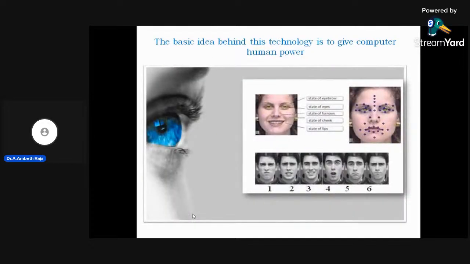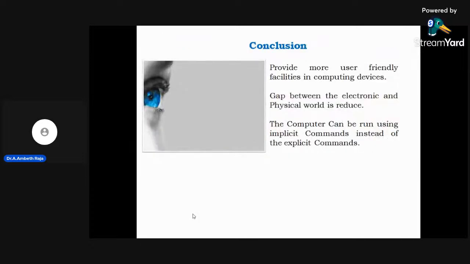The basic idea behind this technology is to give computers human power: the state of the eyebrow, the state of the eye, the state of the furrows, the state of the cheek, the state of the lips, for six different faces, giving different emotional pictures. Finally, the conclusion: it provides more user-friendly facilities in computing devices. The gap between the electronic and the physical world is reduced. The computer can be run using implicit commands instead of explicit commands.